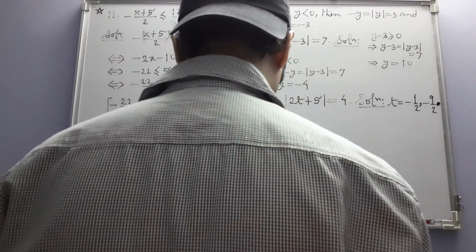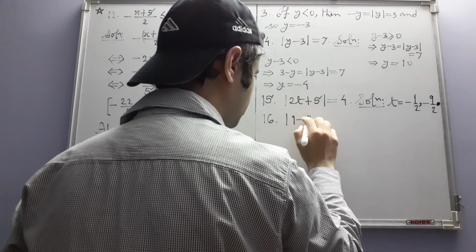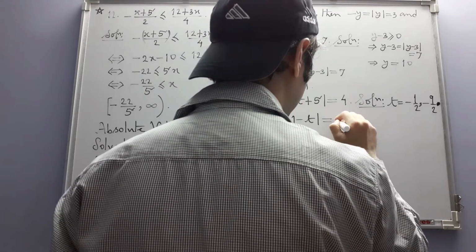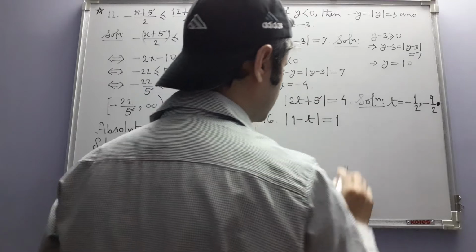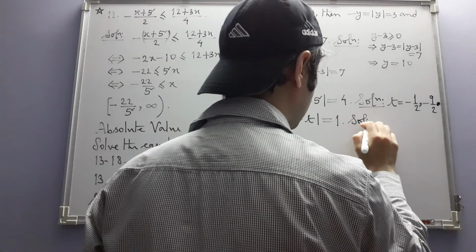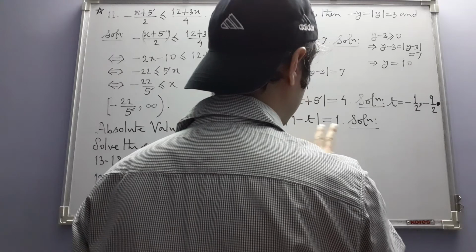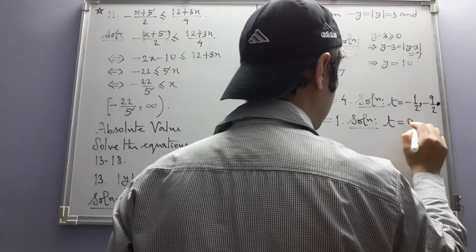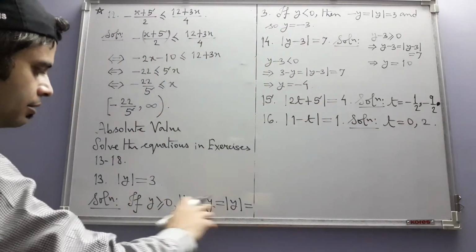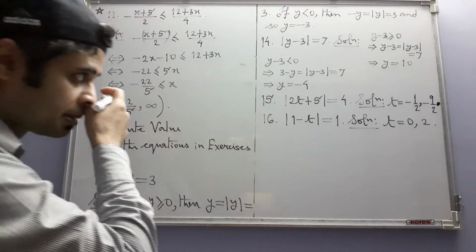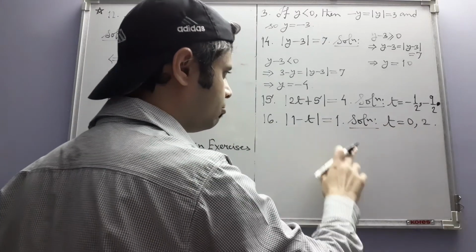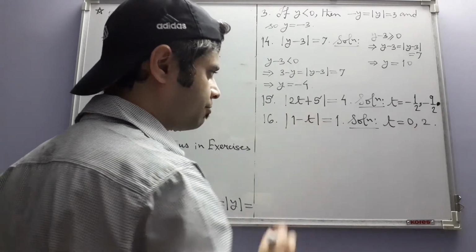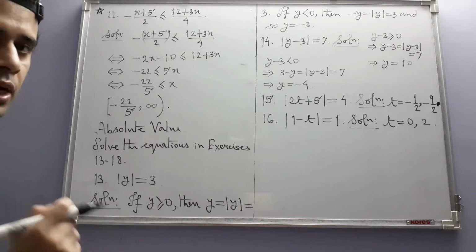16. This is equal to 1. Okay. So in this case, this is either equal to 1, so t is 0 or 2. You can solve like this, argue like this, and you will ultimately find that the two values are 0 and 2. If you put 0, you get absolute value of 1. If you put 2, you get absolute value of minus 1. In both the cases, the value is 1.